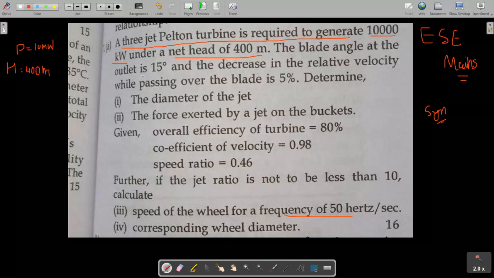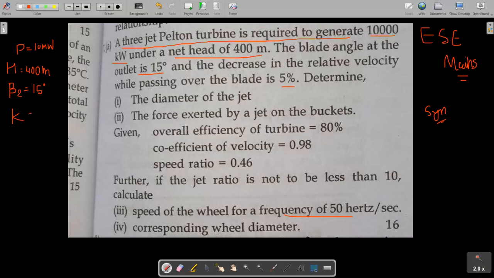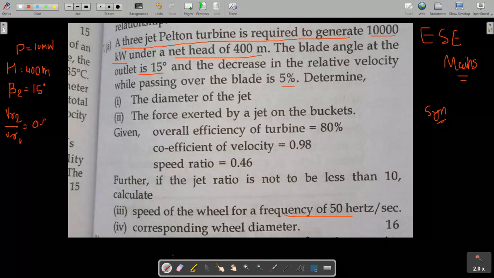A blade angle at the outlet is 15 degree. Blade angle, that means the beta 2, the angle made by relative velocity in the direction of peripheral velocity of the turbine. It is 15 degree, and the decrease in the relative velocity while passing over the blade is 5%. That means k factor, it is 5%, or you can say 0.95, because when you write down the ratio, Vr2 by Vr1, it will be 0.95.